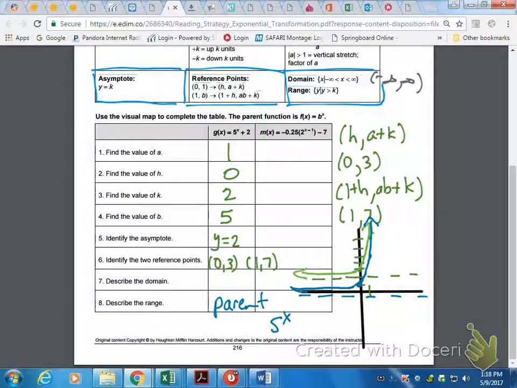Did we move left or right? No. Did we stretch or shrink? No, we did not. So when you look at your transformed function from the parent, have we done this correctly? Did we take the parent and shift it up 2? Yes. Okay. Questions on that?